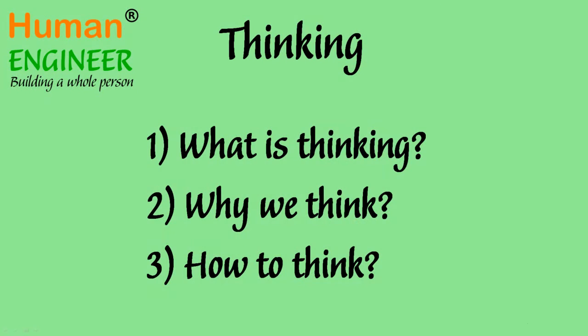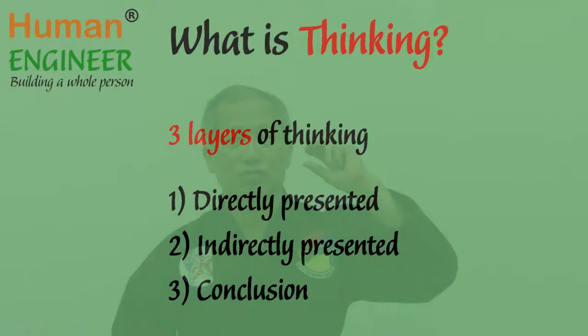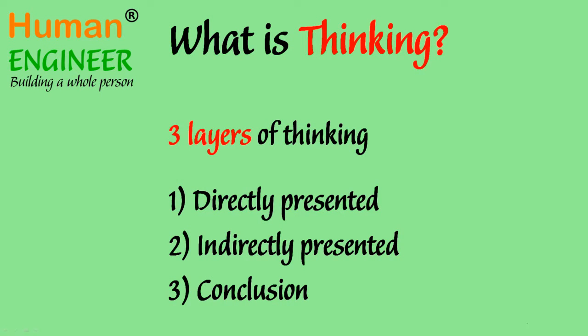So the following questions are: what is thinking, why do we think, and how to think? With this video, time is limited, so I cannot cover why we need thinking and how to think. That is huge, and we need another separate video. But let me answer what thinking is in this video first, related to confidence and the belief system. Thinking itself is very complex, but let's make it three layers of thinking. The first layer is directly present, the second layer is indirectly present, the third layer is a conclusion. Let's cover each item one by one.